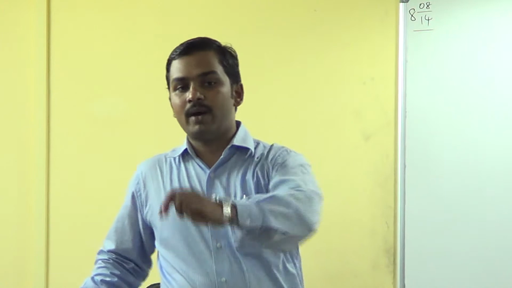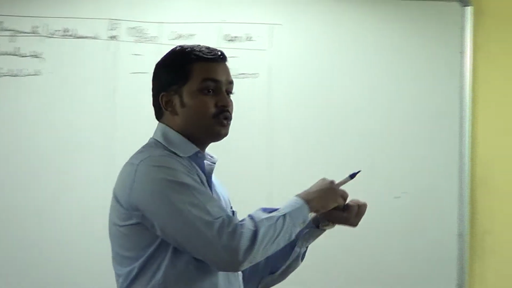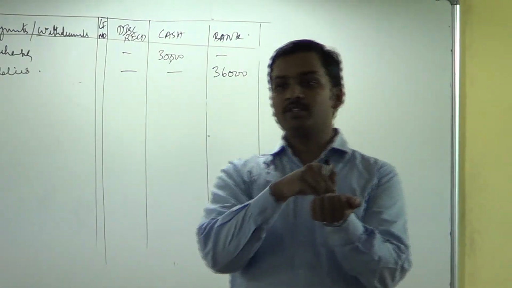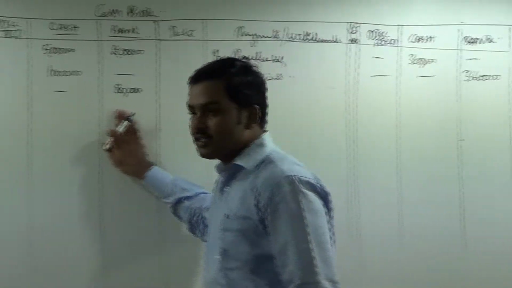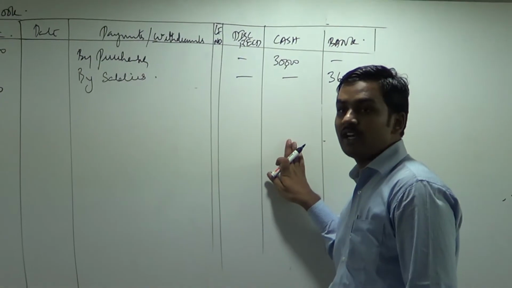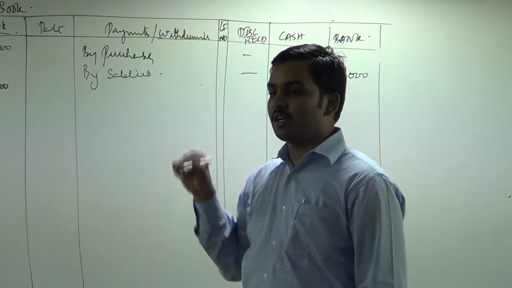Next. Cash deposited into bank, 50,000 rupees. Now it is a payment of cash and deposit into the bank account. Money is getting deposited into the bank account, but cash is going out of the business. So we have to record it on the deposit side of the bank column, and cash is going out, hence we have to record it on the payment side of the cash column. Is it clear?